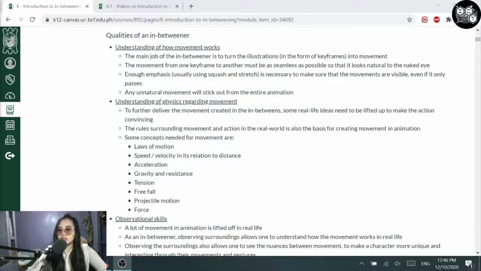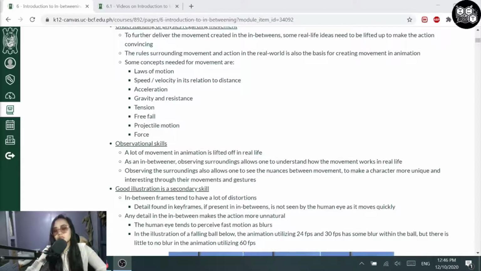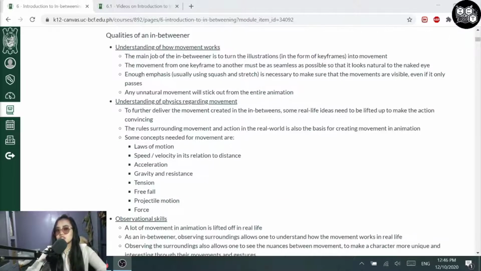So we have here the qualities of an in-betweener. The important thing that I'd like you to understand is that when you're an in-betweener, you don't really have to be good at drawing. I think that was stated very early on, that when you're animating, it's more about the motion itself. So understanding how the movement works, the physics regarding movement. A lot of the things that I'll be talking about here, like the laws of motion, speed, velocity, acceleration, gravity, and so on, are things that I will be stating. I would really suggest for you to try and review these terminologies, particularly in terms of the physics of motion.